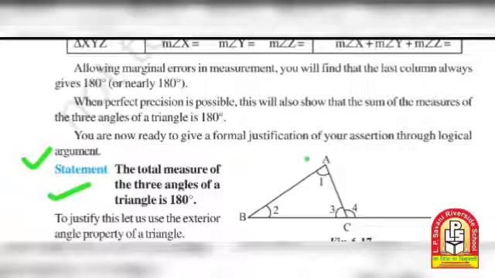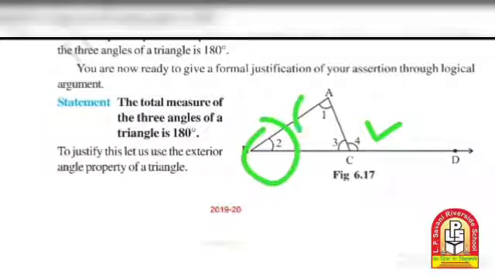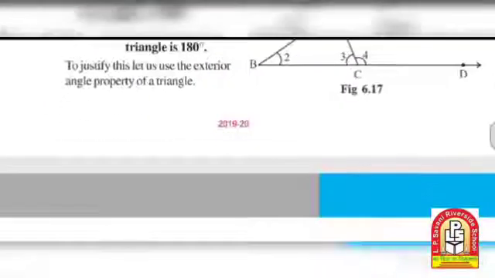In this triangle ABC, you can observe that angle 1 plus angle 2 plus angle 3 has a measurement sum of 180. To justify this, let us use the exterior angle property for a triangle. Here angle 4 is the exterior angle. The exterior angle is the sum of angle 1 plus angle 2, so angle 1 plus angle 2 is equal to angle 4. It is the exterior angle sum property.